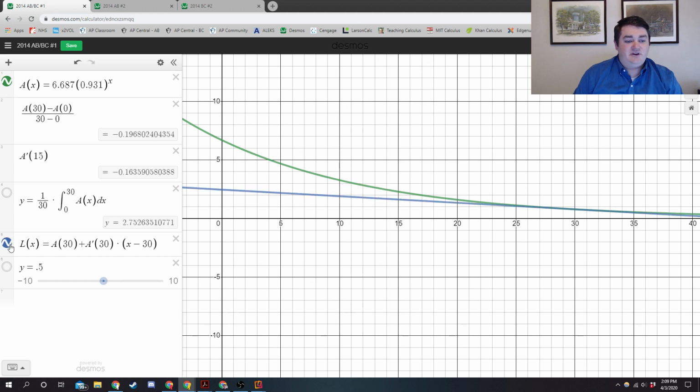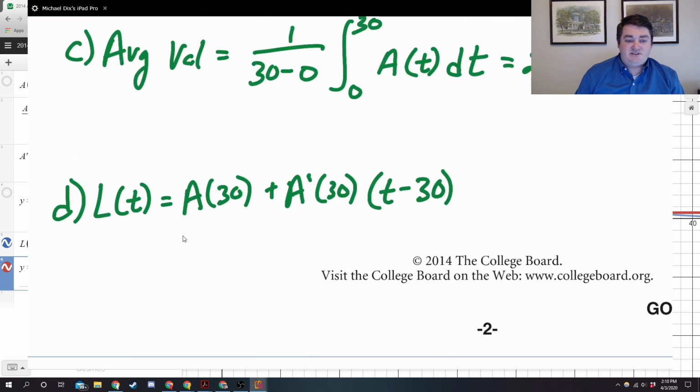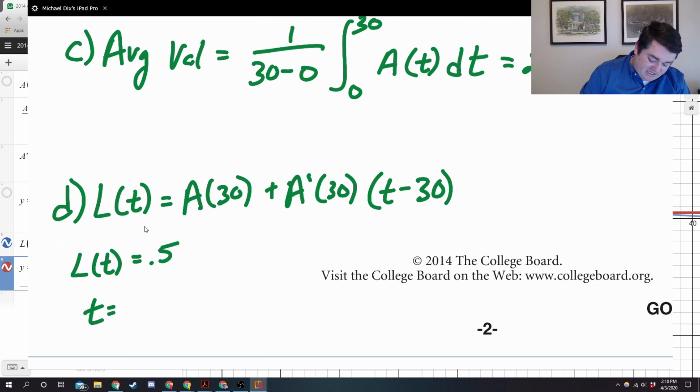You can see right here, this blue line is the linear approximation. If you have this line graphed in your calculator, you want to know where that line equals the line 0.5. If I graph both of those together, which is how I would solve this in a calculator, I can find their intersection point is at 35.054. To make sure I've covered my bases, I have a correct equation for L of t. Then I can say, if I set L of t equal to 0.5, I get t equals 35.054.